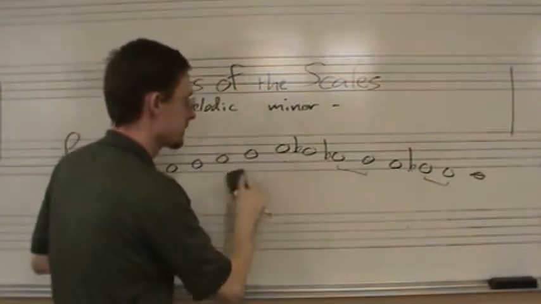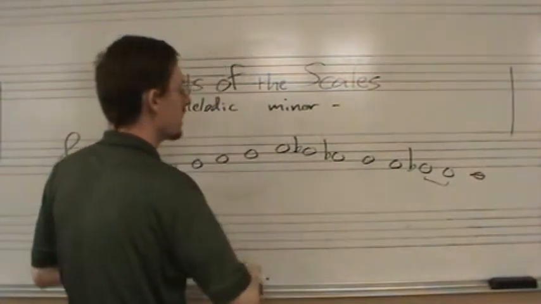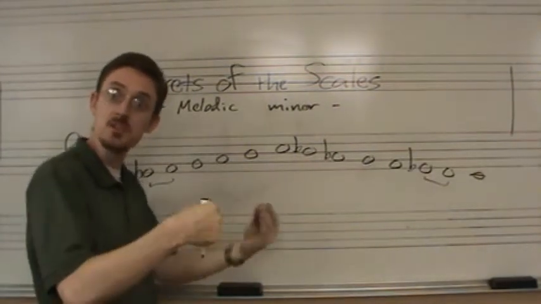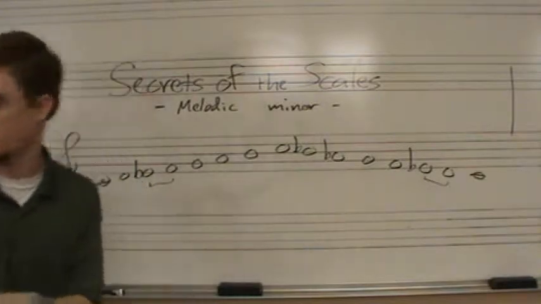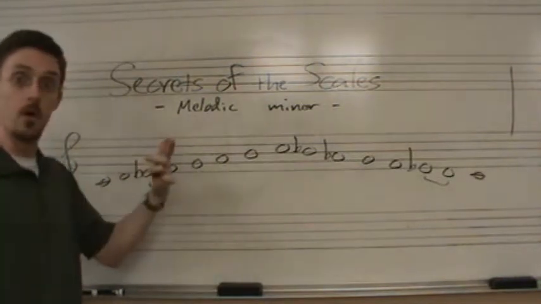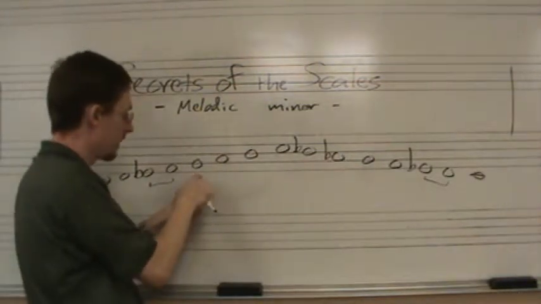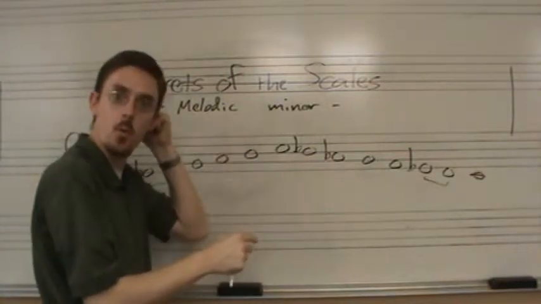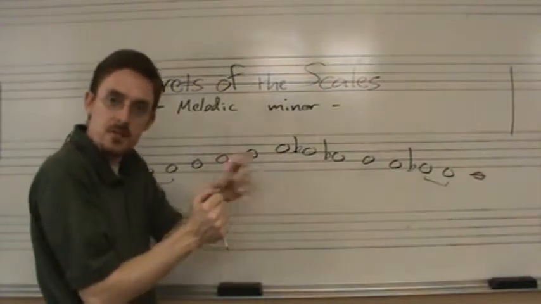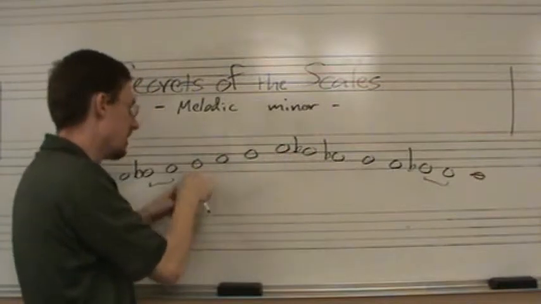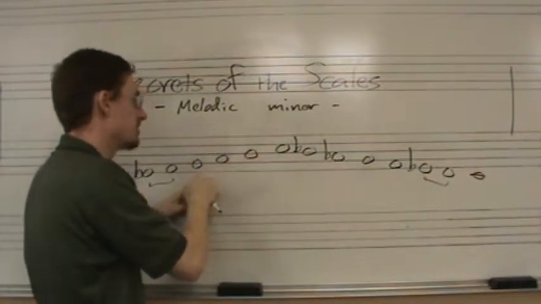For example, one reason the approach to Do by step, say Sol, La, Ti, Do, is so strong in the major mode. Let's get to the major mode here. Sol, La, Ti, Do is because you have large intervals, Sol, La, Ti, Do, and the small one right before Do, preparing that transition to Do. So there are large intervals and then the small interval. And so it's a very strong motion.